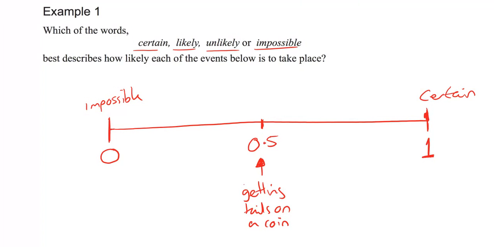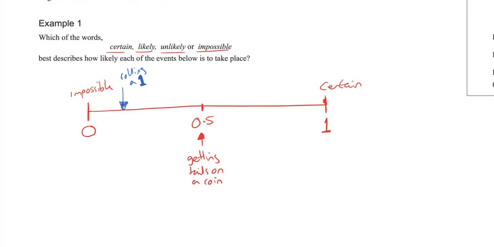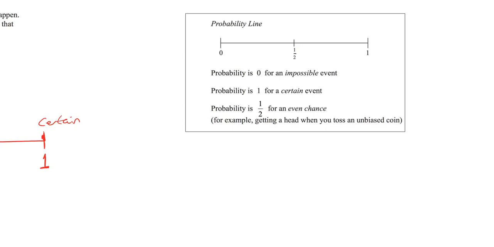But something like rolling a 1 on a dice is definitely not going to be 0.5 because it's more likely not to happen. So maybe rolling a 1 on a dice is somewhere here. Let's write that down. We're just estimating, but rolling a 1. It's certainly not impossible, so it's not going to be 0, but it's definitely not as high as a half, or 0.5, because it's more likely it won't happen than it will happen. So I hope this gives us a little understanding of how we can understand this probability scale.